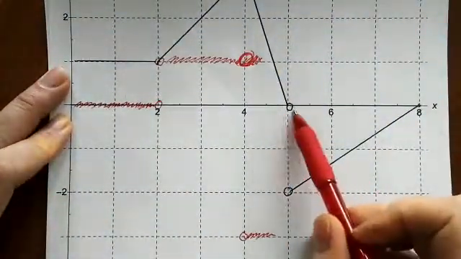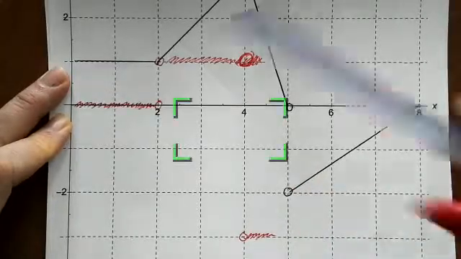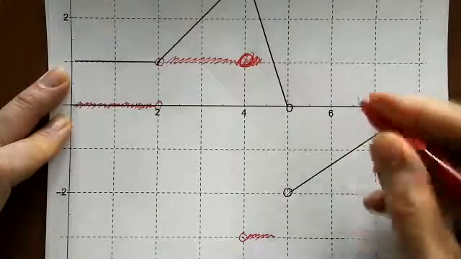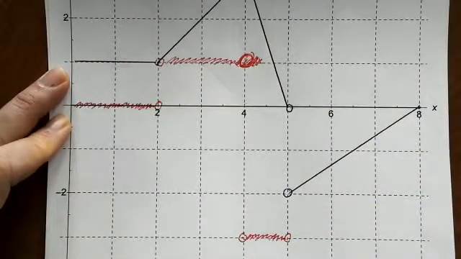Now what happens at 5? At 5, there's a big gap in the function. We can't draw a tangent line when there's a big gap like that. I mean, where do we draw it? The function isn't even defined, so there's going to be a hole there as well.